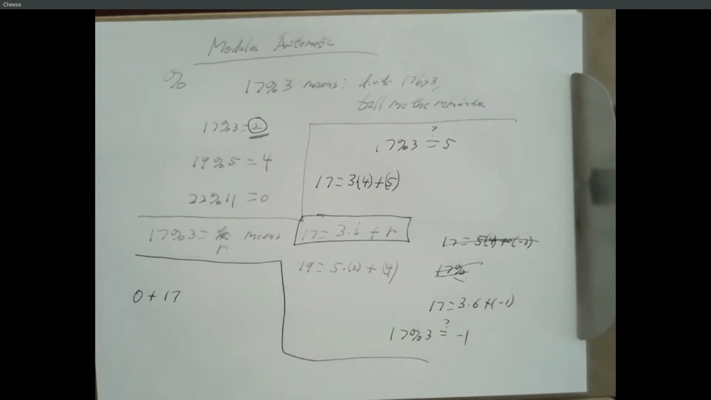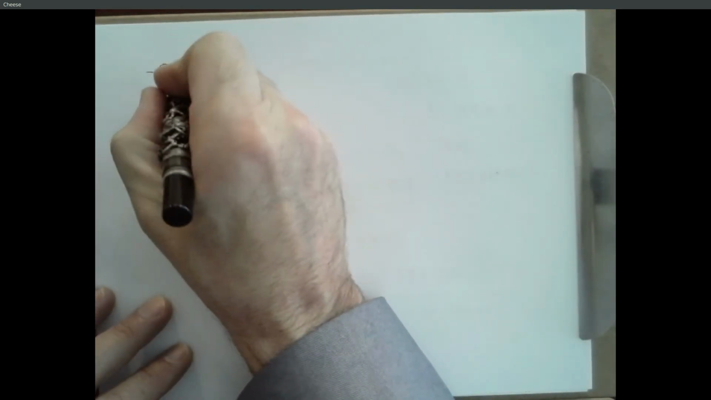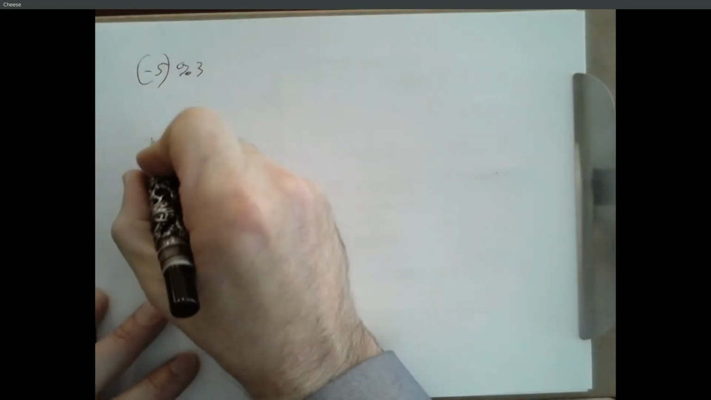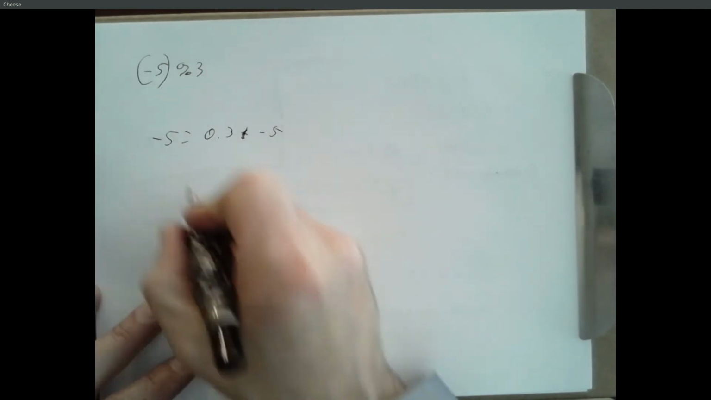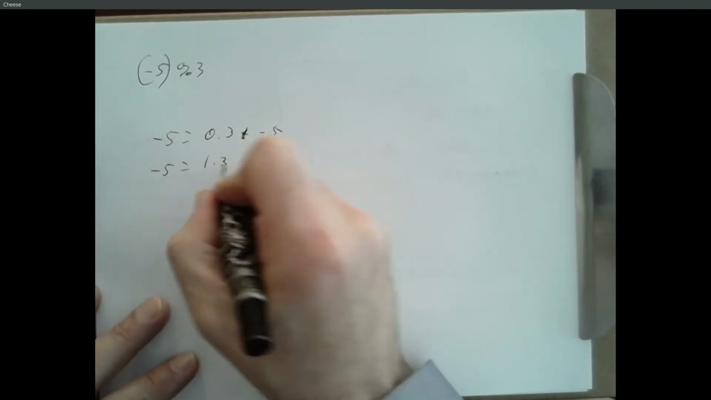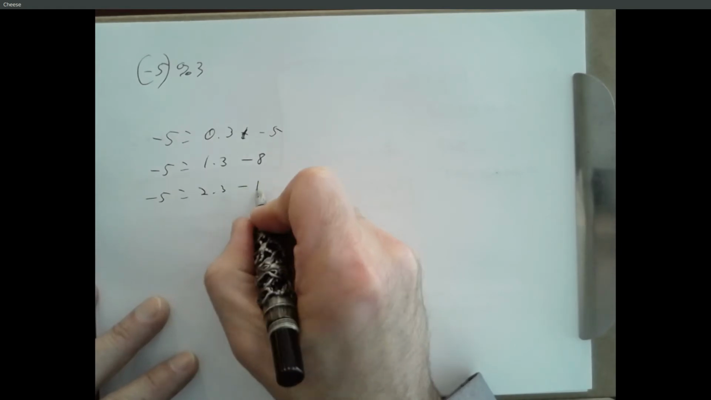But it can get a little weird when you have negative numbers. And if you go into C and you use percent on negative numbers, it can get strange. So negative 5 % 3. Well, we could say negative 5 equals 0 times 3 minus 5. We could say negative 5 equals 1 times 3 minus 8. Negative 5 equals 2 times 3 minus 11.